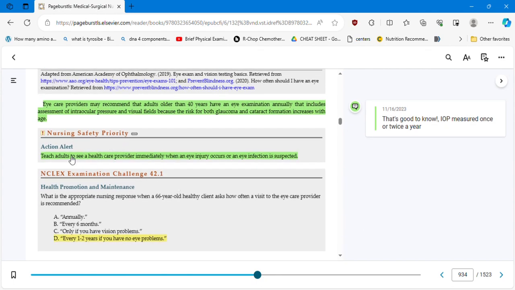Nursing safety: teach adults to see a healthcare provider immediately when an eye injury occurs or an eye infection is suspected. Don't delay, don't self-treat. Now, if you have an eye injury or let's say a foreign body injury, and you manage to get these conditions resolved after one hour or 2 hours, it's not an emergency.